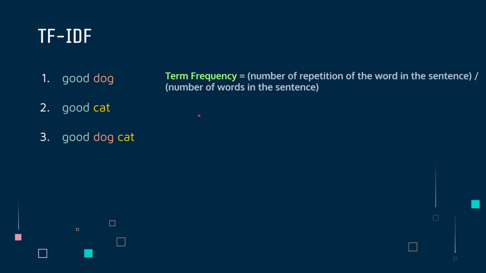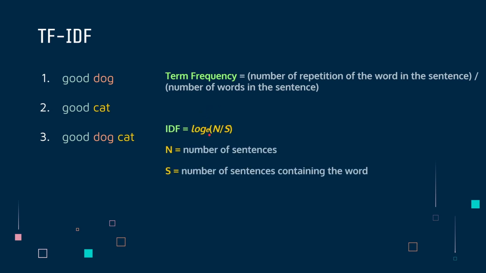And same thing for inverse document frequency. This formula looks pretty complex, but it's actually really simple to implement. It's log base e, where e is Euler's number, around 2.7. And N here is the number of sentences, so for this case, it will be 3. And the denominator is the number of sentences containing the word. For example, if our word is dog, it will be 2. It's pretty easy to understand, so it would be 3 divided by 2.